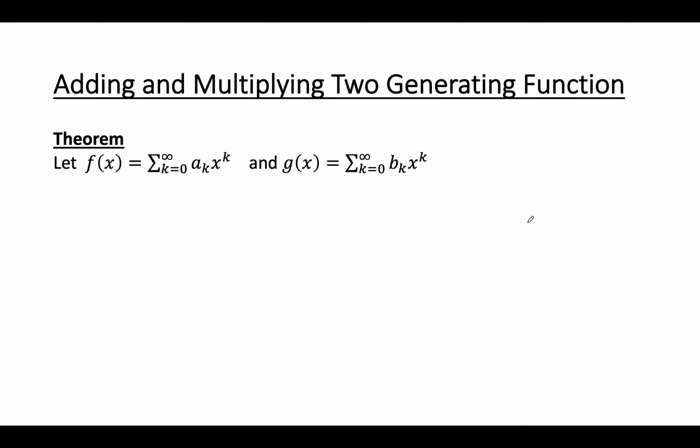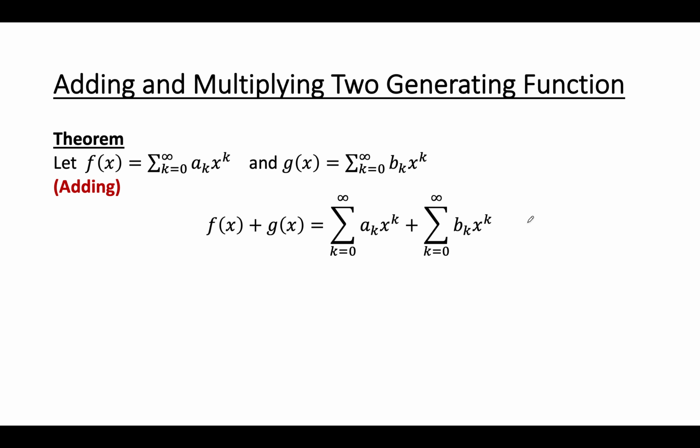Okay, now the second part of our session today is discussing adding and multiplying two generating functions. Let's suppose I have f of x as the first generating function and g of x as the second generating function. If we want to add those together, then f of x plus g of x is equal to the first generating function plus the second, which means it is equal to sigma starting from 0 until infinity. Then all we need is adding a_k plus b_k.